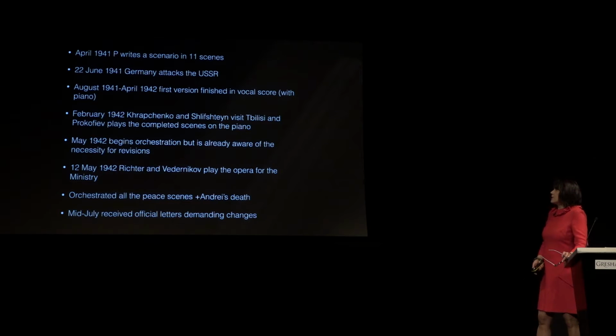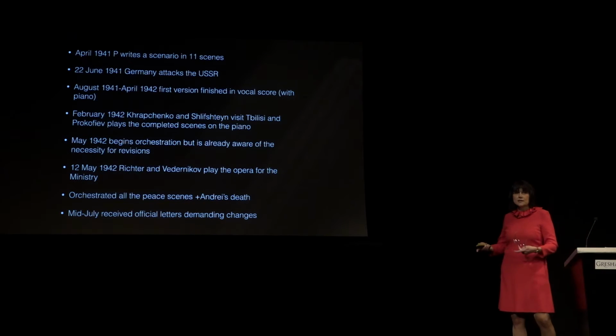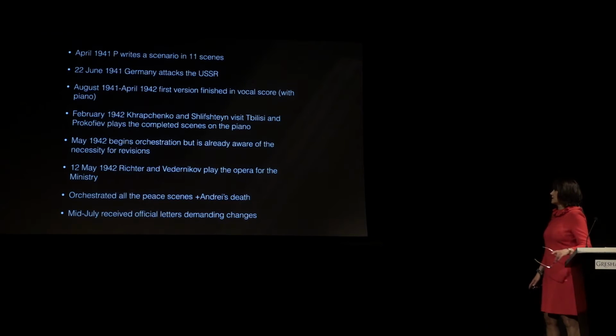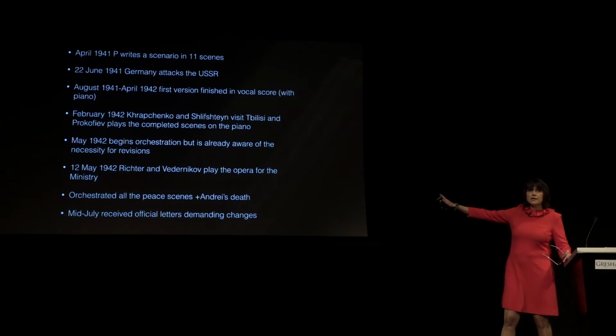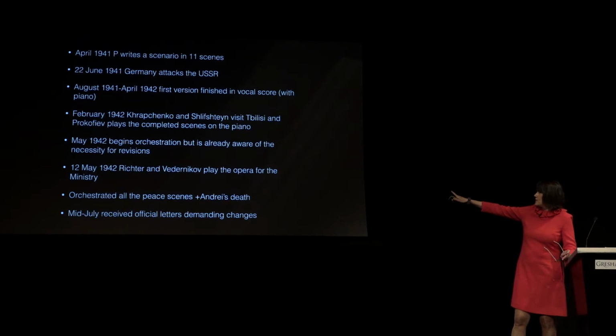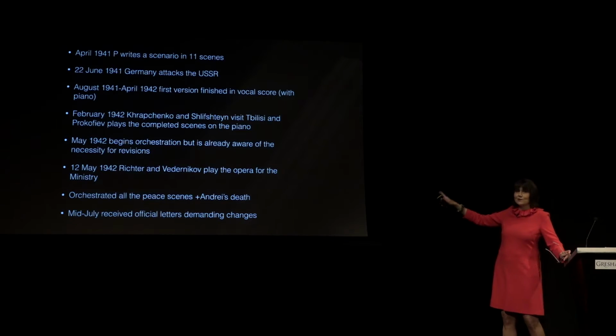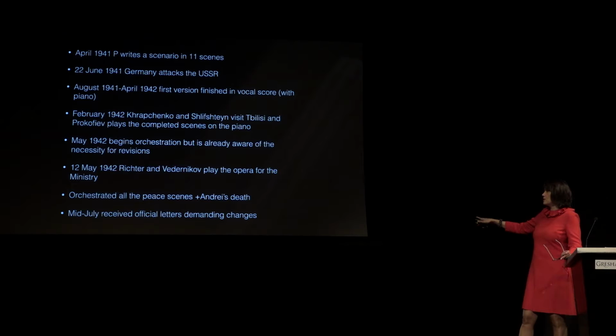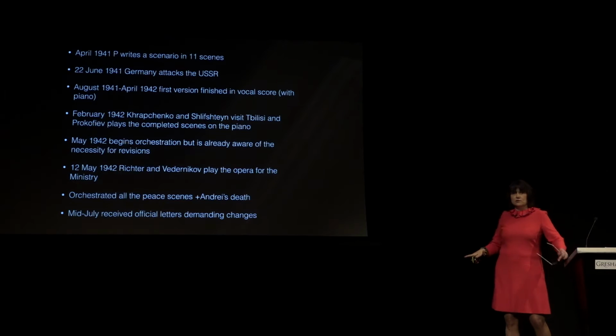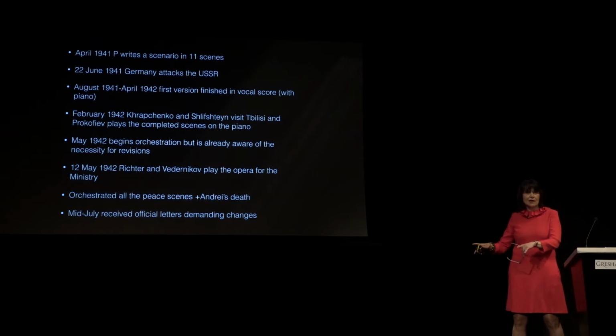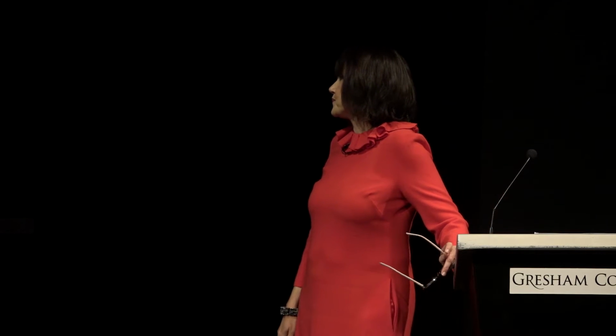So he begins orchestration, and he's already aware of the necessity for revisions. He actually writes a letter to them saying, I want to move this opera forward, I'm prepared for revisions. So they must have told him something straight away about things that they liked and disliked. Sviatoslav Richter, the famous pianist, and another very good pianist, Vedernikov, play the opera to the ministry on the 12th of May 1942, in its first version, 4 hands on the piano. This is how it used to be auditioned. That was the way to audition it.